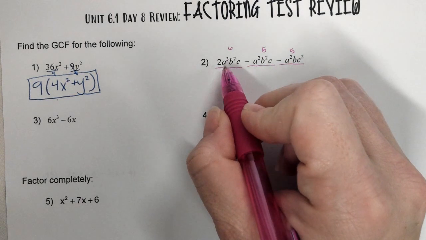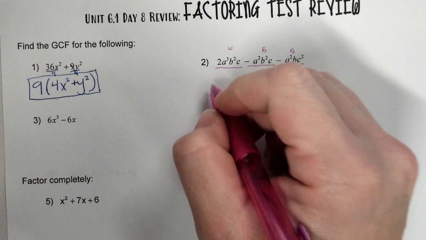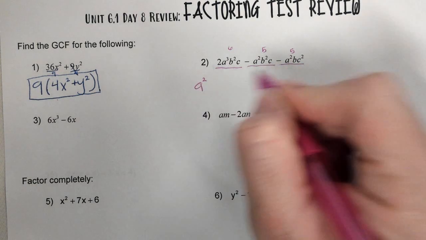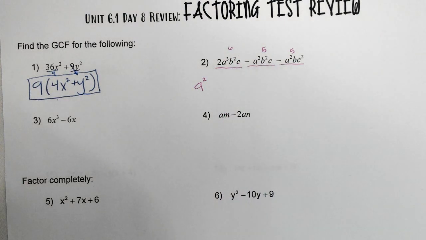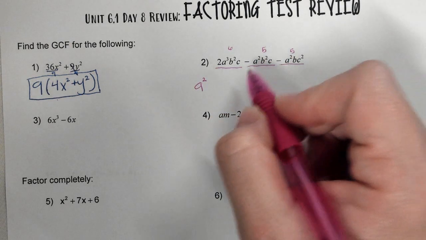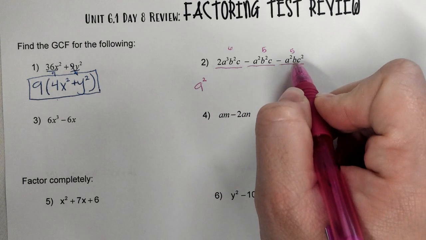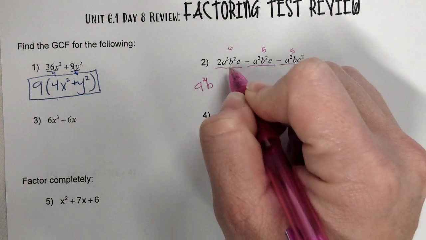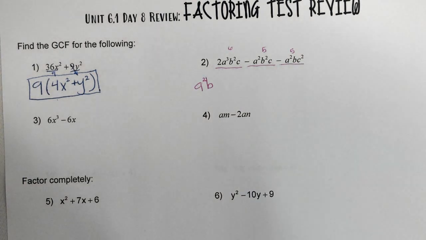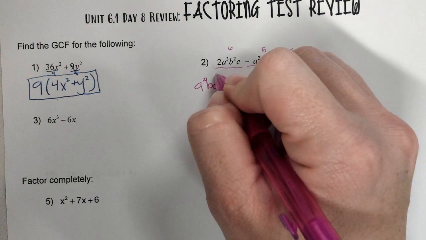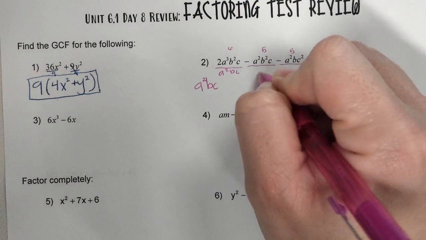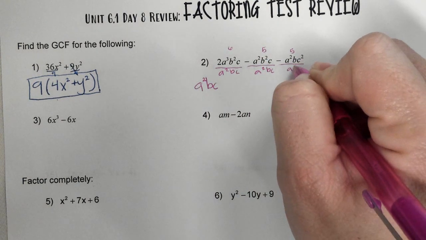So a cubed, a squared, a squared. So I can take out a squared because I can take 2 away from 3, but I cannot take 3 away from 2. We don't want to create negatives because then we have fractions, and then we're not taking out a GCF anymore. Okay. And now I have b squared, just b. So I can only take out a b because I can't take 2 when I only have 1. And then I have c squared, so I'm just going to take c. So it's a squared bc, a squared bc, a squared bc.